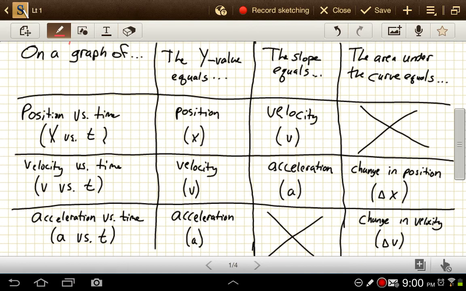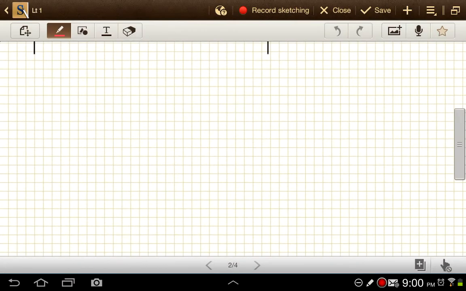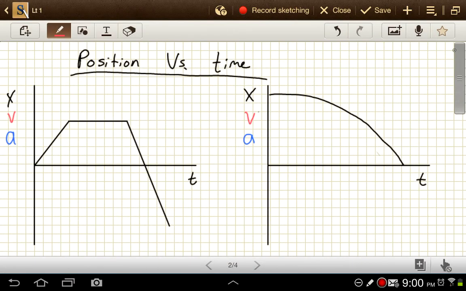So let's get a little practice going between these different types of graphs. So we'll start with position versus time graph. That'll be in the black here. So those are already laid out. I'll do the velocity in red for each of these, so we'll start over here.